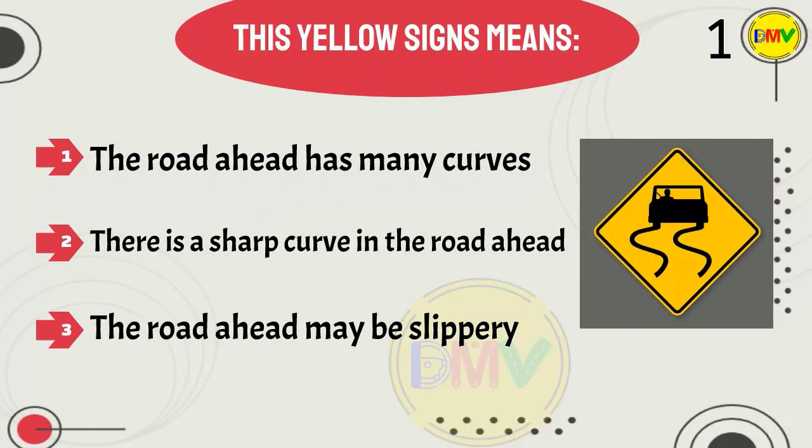The question 1. This yellow sign means 1. The road ahead has many curves. 2. There is a sharp curve in the road ahead. 3. The road ahead may be slippery. The correct answer is 3. This sign indicates that the road ahead may be slippery when wet.